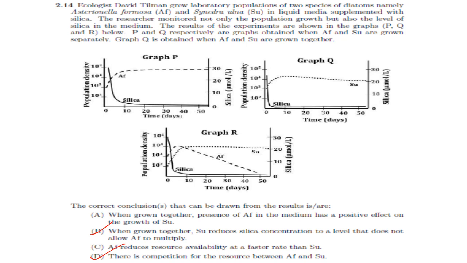Then AF reduces resource availability at a faster rate than SU. No, AF doesn't reduce any resource availability. So C is wrong. There is a competition for the resource between AF and SU. That can be seen from the graph R. So D is also correct. So options B and D are correct.